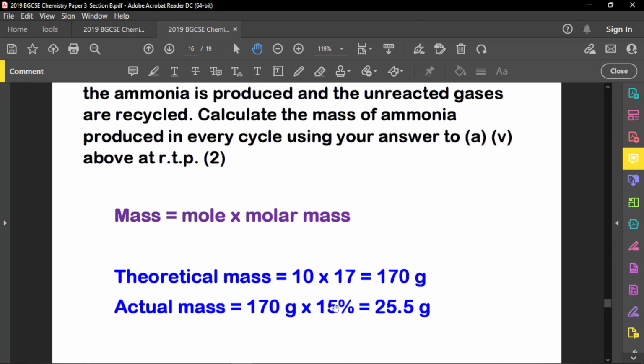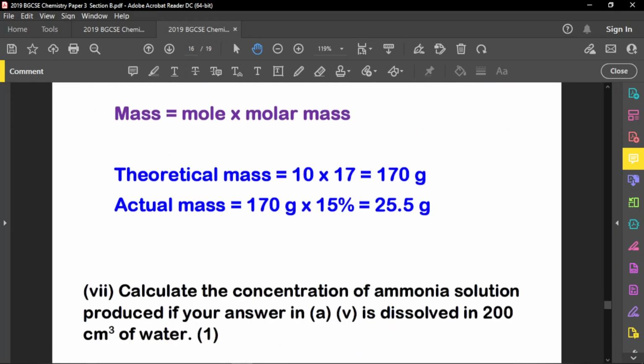You're going to multiply that now by 15%, and so actually you get 25.5 grams. So theoretically, if all of the substance were used up, then what you're going to get is a whole 170 grams. But they only say 15% of it is actually what is produced. So if you only produce 15%, then it's 25.5 grams that you actually get out.